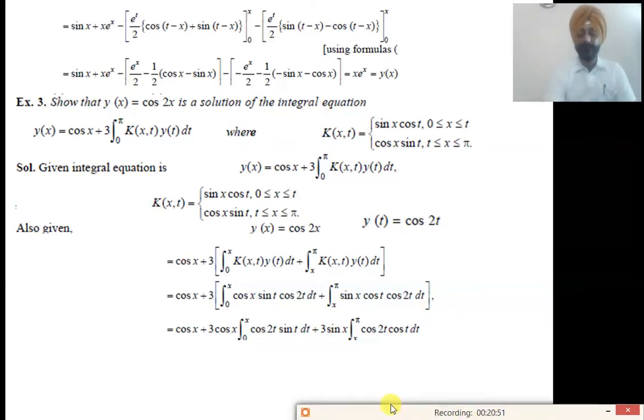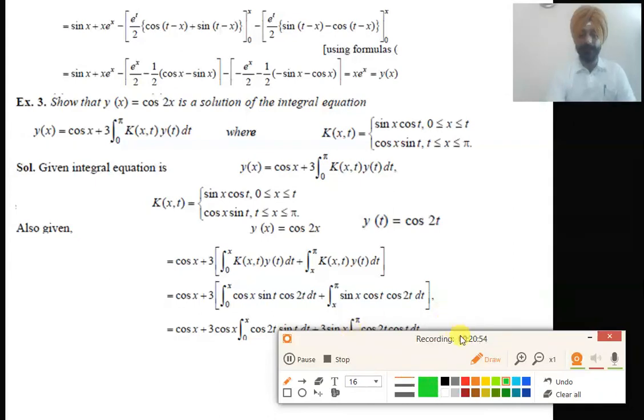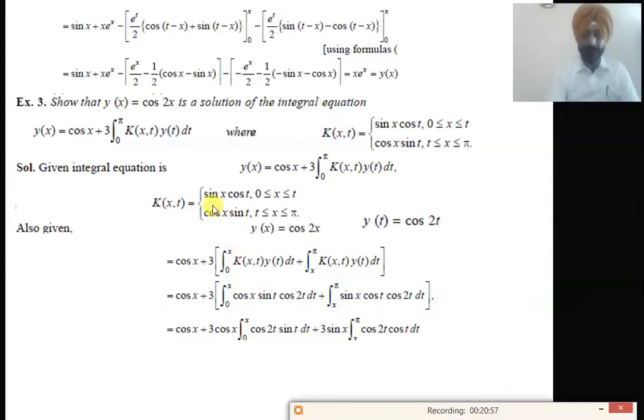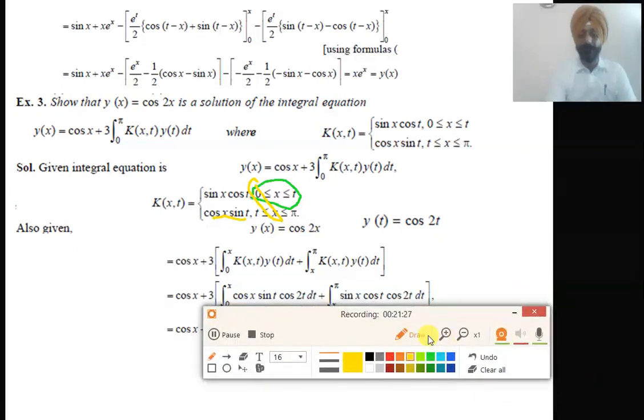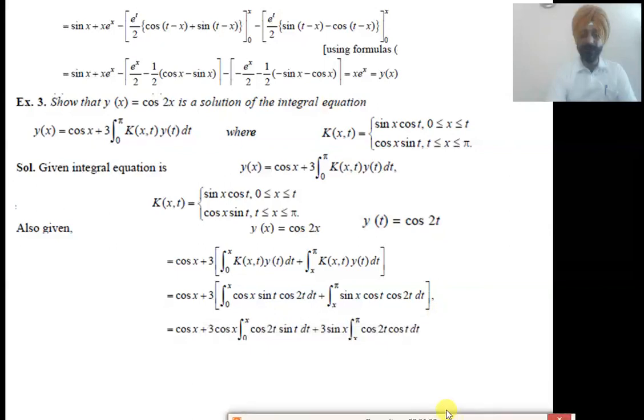So, again here the explanation is required. So, I want to discuss this again. First part is t from 0 to pi, but I required the integral from 0 to x. So, when we take 0 to x, the value of the kernel is cos x into sin t. Similarly, when I have x to pi, the value of the kernel is sin x cos t. So, this we put here.